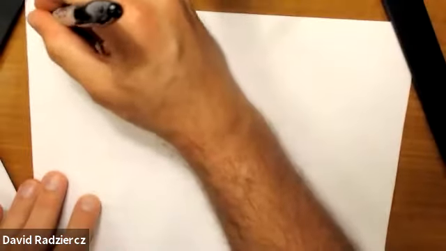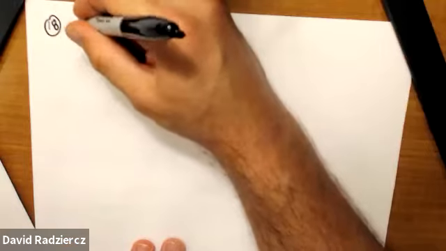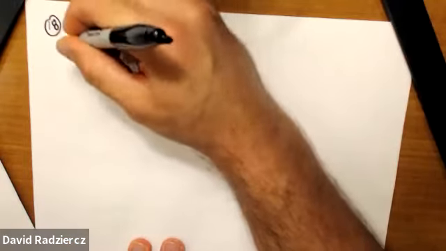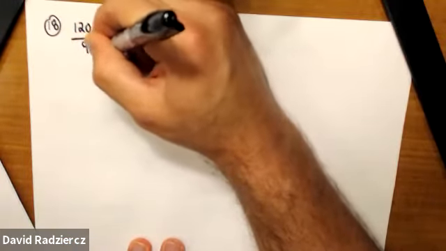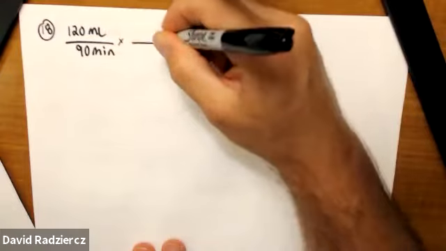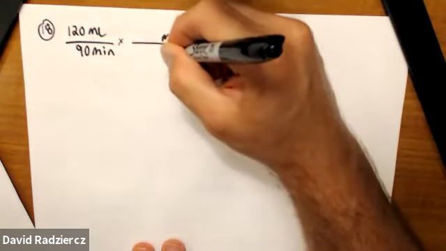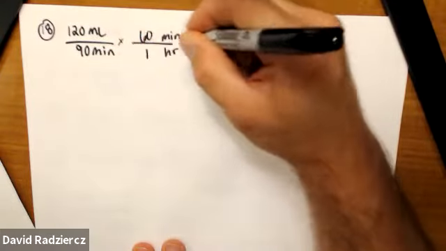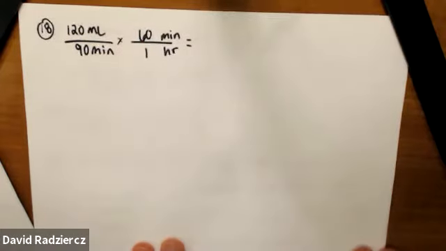So the way we would do number 18 is we have 120 milliliters, 90 minutes. And if I was going to do this the long dimensional analysis way, I would just convert minutes to hours. So 1 hour, 60 minutes, and then come up with your answer.